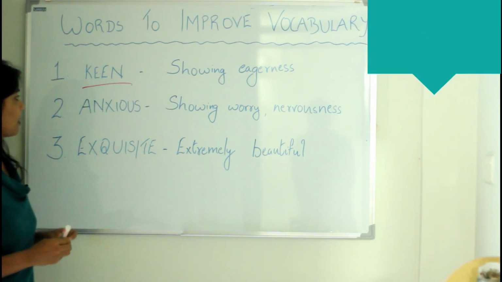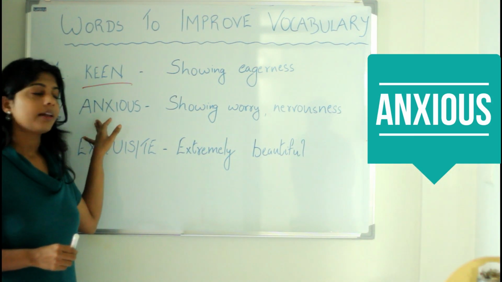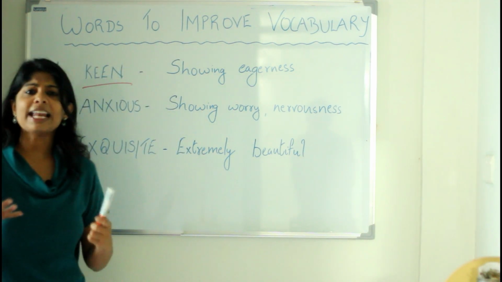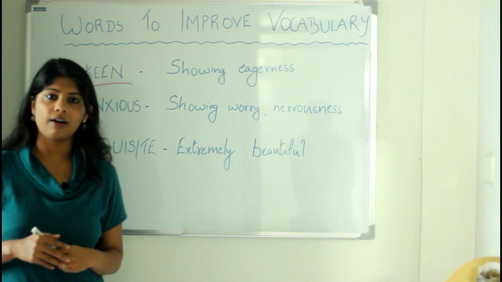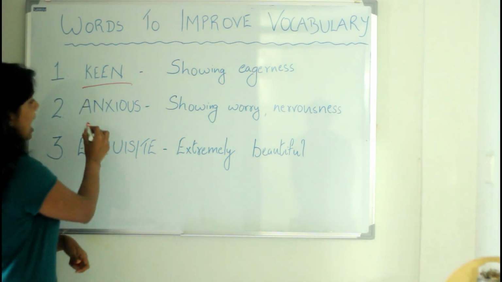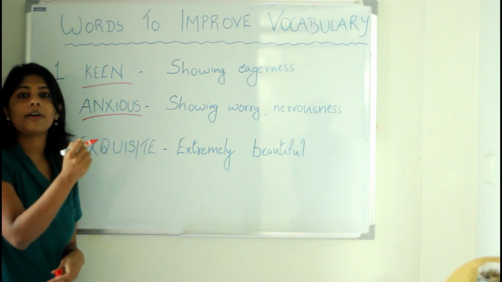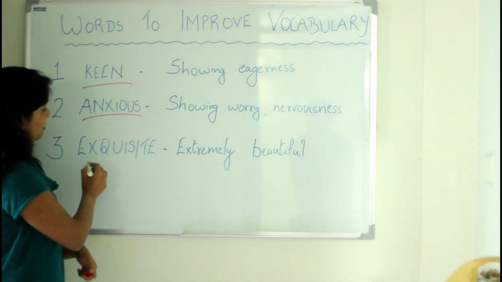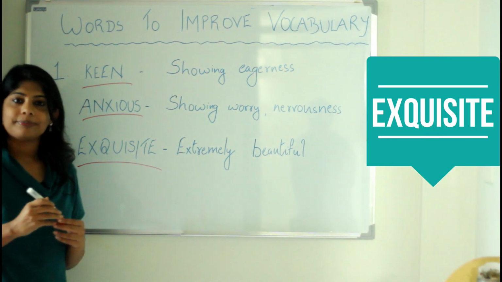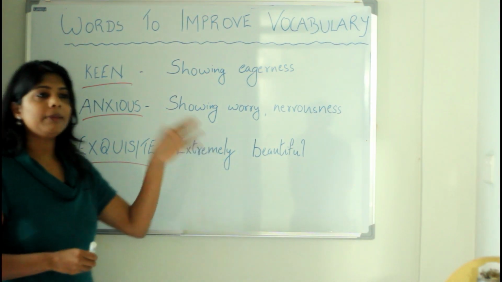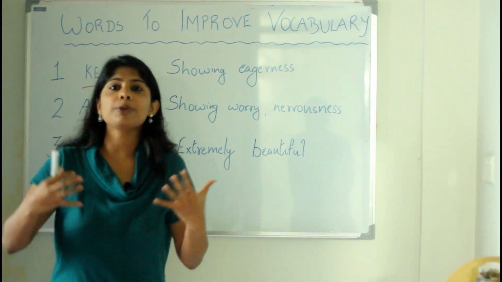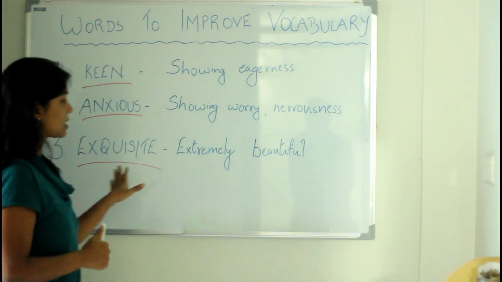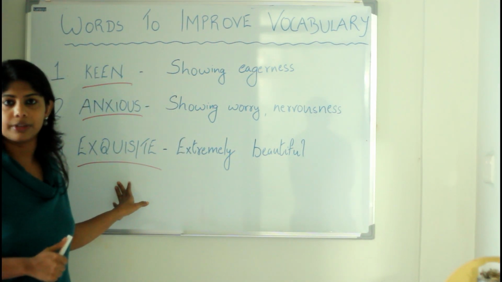The second word, anxious. It means showing worry or nervousness. We use the word very worried. I was very worried for her. Instead, use the word anxious, which means the same thing, however, can be used to denote the same feeling. Third, exquisite. This means extremely beautiful. There are times you see something very beautiful and say, wow, very beautiful. Instead, why don't you use the word exquisite, which means extremely beautiful?